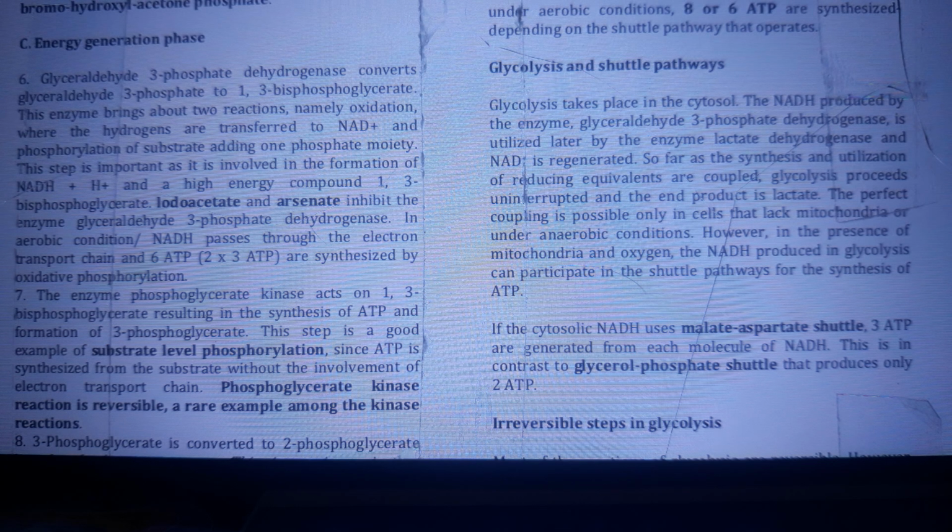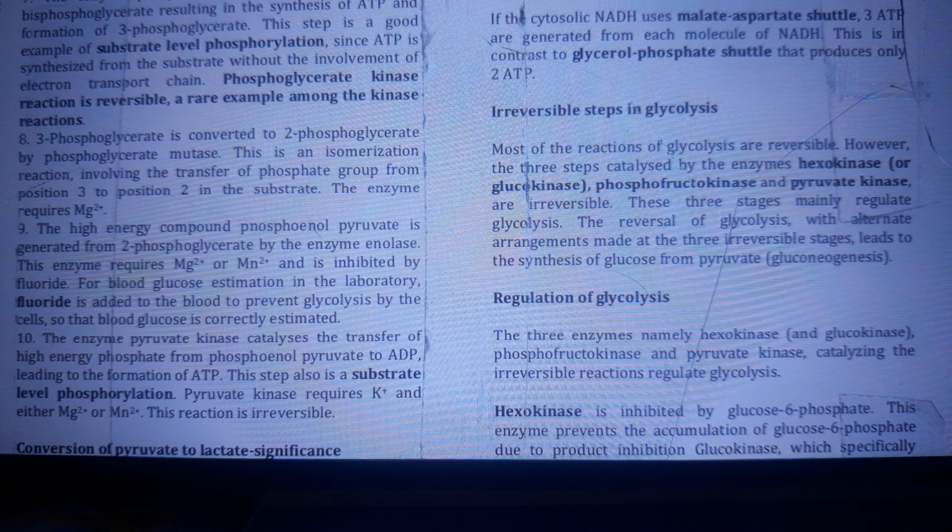However, in the presence of mitochondria and oxygen, the NADH produced in glycolysis can participate in the shuttle pathway for the synthesis of ATP. If the cytosolic NADH uses the malate aspartate shuttle, 3 ADP are generated from each molecule of NADH. This is in contrast to the glycerol phosphate shuttle that produces only 2 ADP.